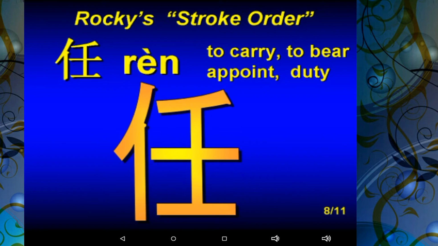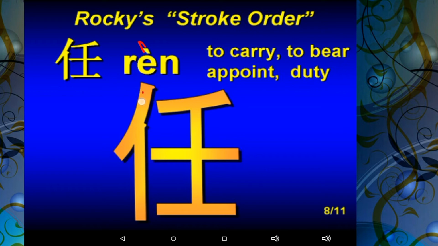Let's look at our third character. Our third character is Ren, and that is a falling tone, and that is a fourth tone character. Now let's look to see. Follow along with me with your finger or your own brush. Okay, ready? It's from the left side, the left side, the radical.